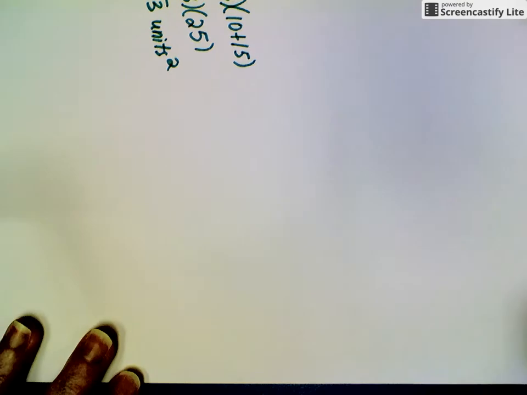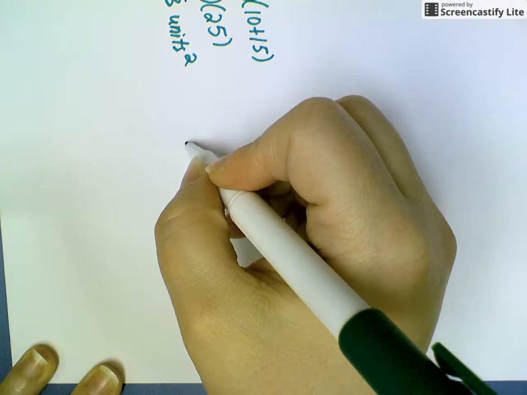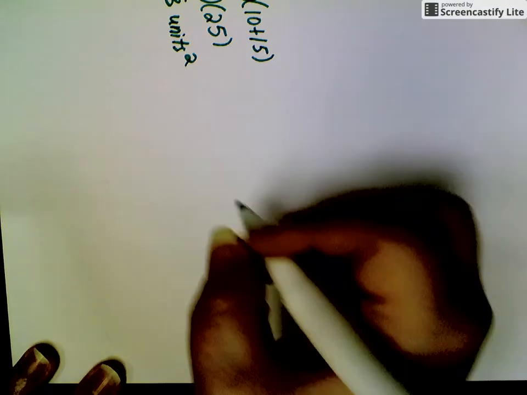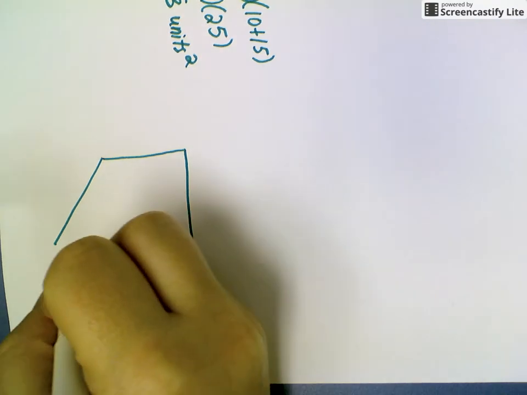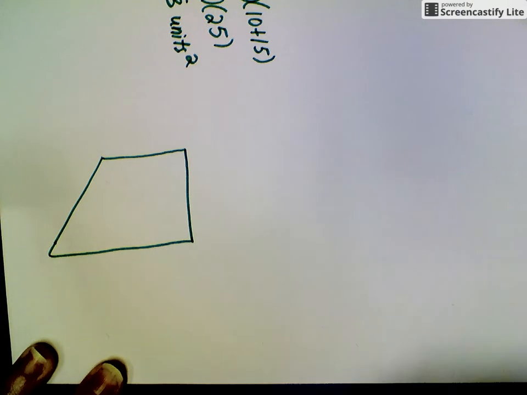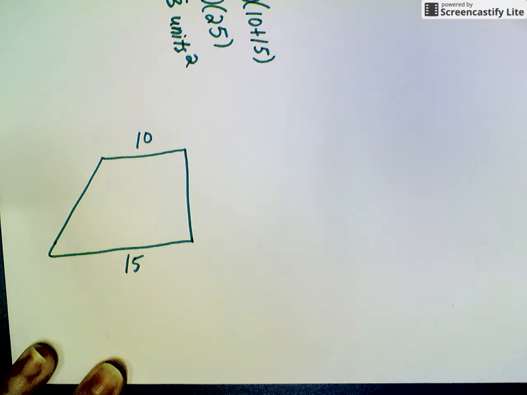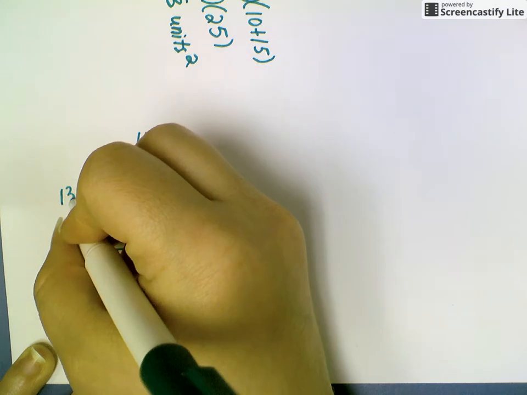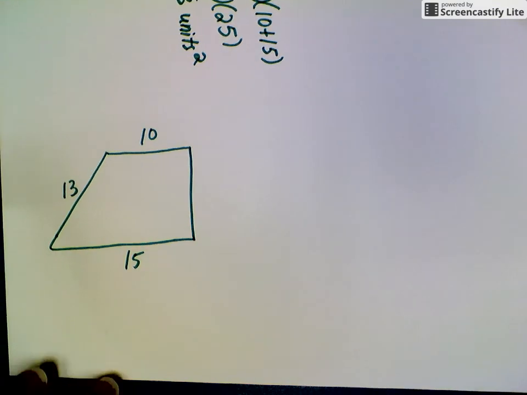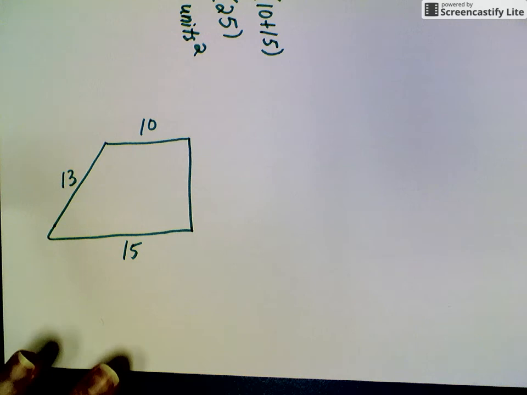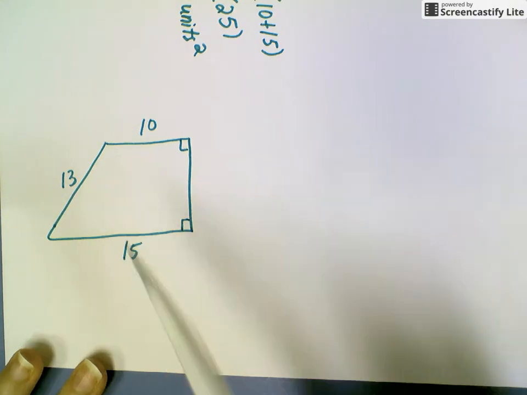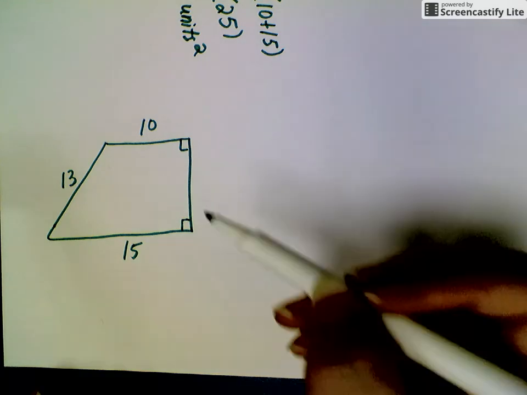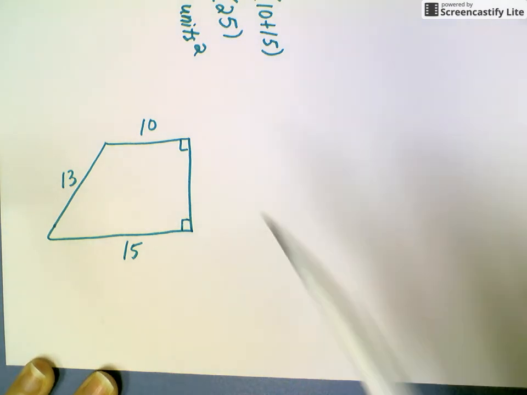All right, let's take a look here at one more example. For this particular trapezoid, it's another right trapezoid, bases of 10 and 15, and this leg over here is 13. Now again, from what we started with, we can't use 13. That's not the height of this trapezoid, so we need to work to find out what this would be.